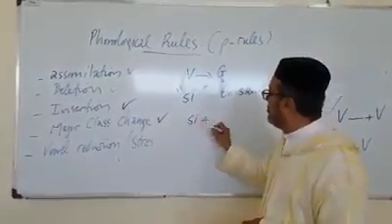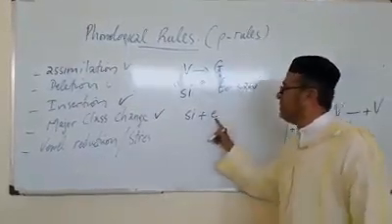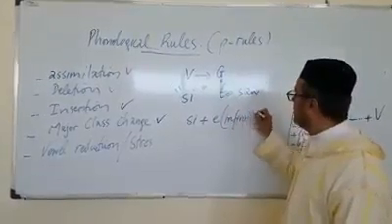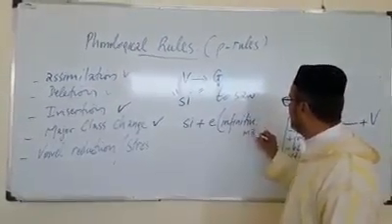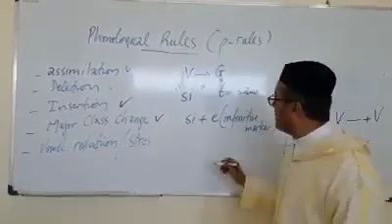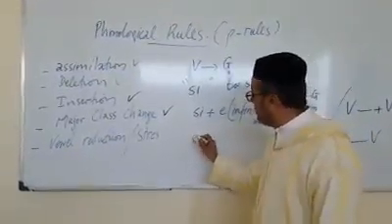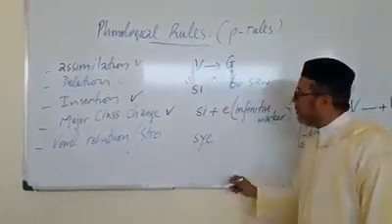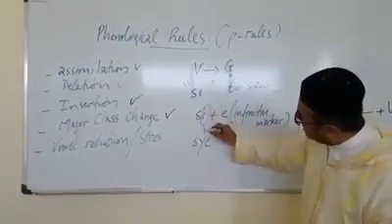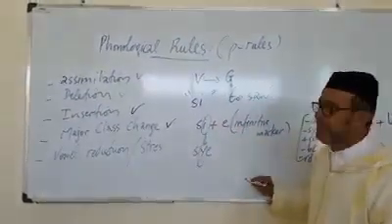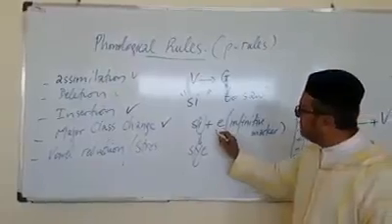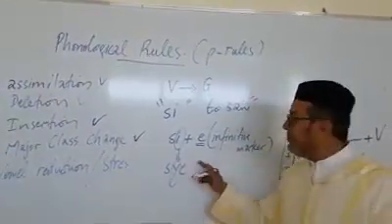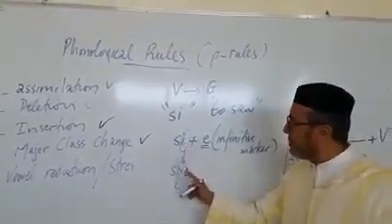And we put the infinitive marker. Now the result is this. What happened is that this vowel had become a glide because of the presence of this vowel right here. So we have a major class change.